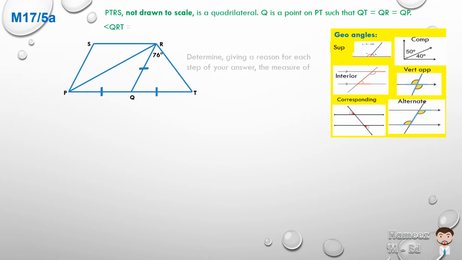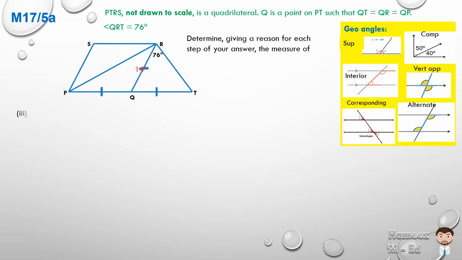May 2017, number 5A, part 3. Determine angle SPT, showing the reasoning for your answer. So let's look at angle SPT. That's the one on the left-hand side. And they told us something else, that the angle there is 145 degrees, the angle SRT. That's a big angle up on top.